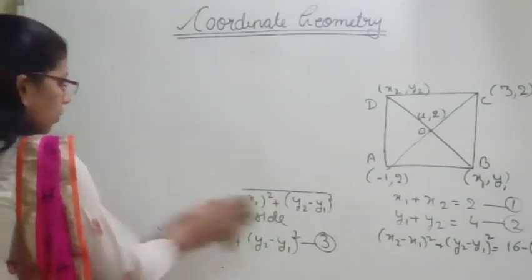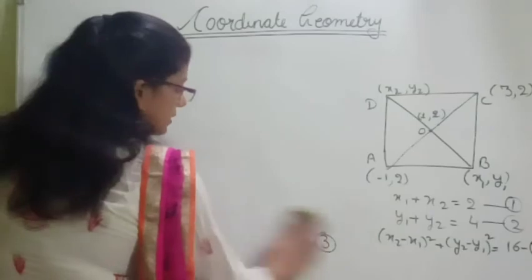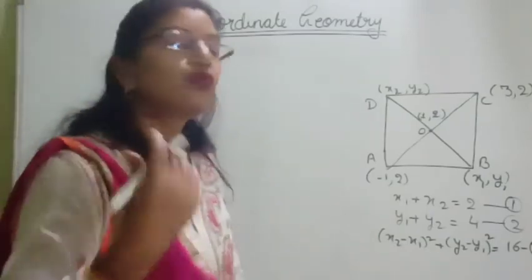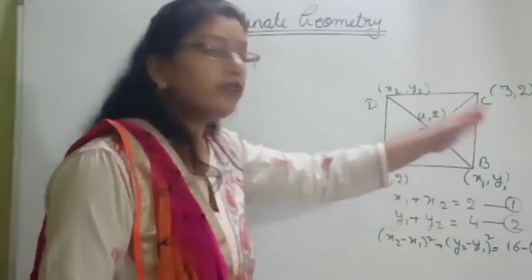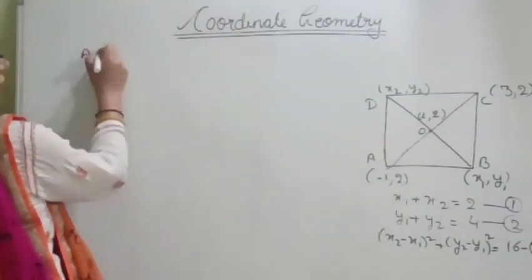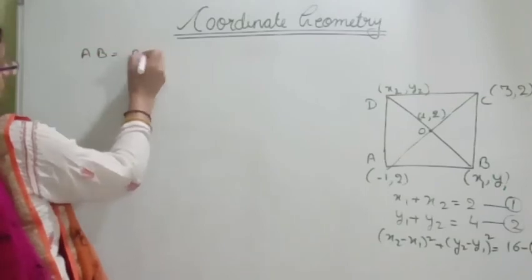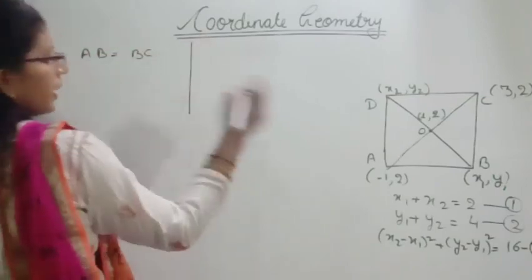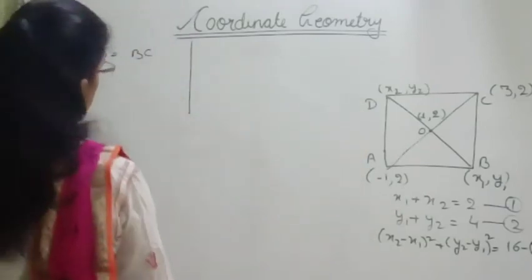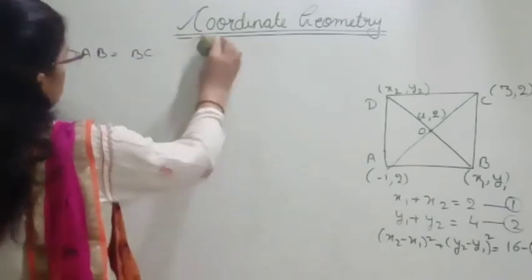Now let us start the next thing. What else do you know about the square? You know the sides of a square are equal. So let me say AB is equal to BC. And one more thing I can do is that the diagonals are equal. Let us start with this one. AB is equal to BC.